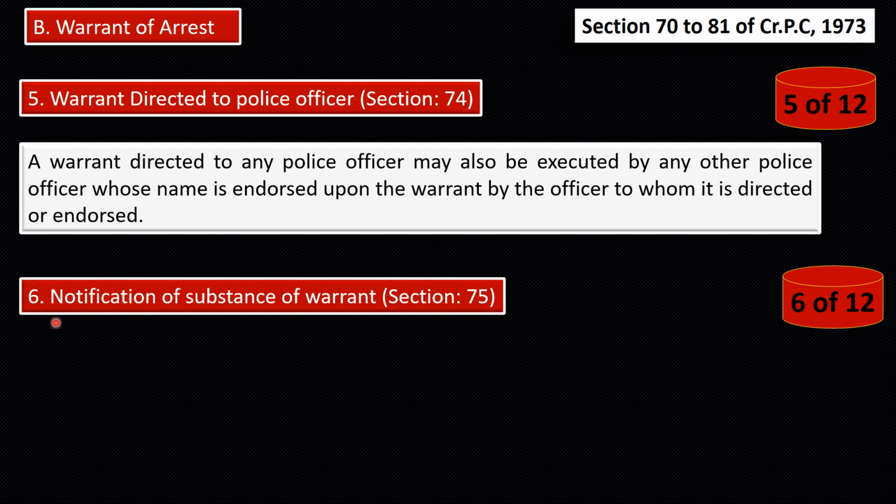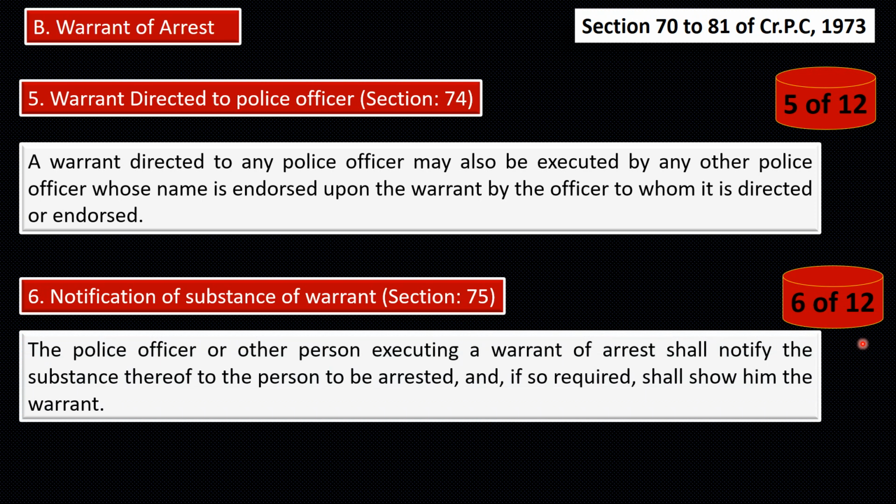Point number 6 of warrant of arrest. Notification of substance of warrant as per the provision of section 75. Section 75 says that the police officer or other person executing a warrant of arrest shall notify the substance thereof to the person to be arrested and, if so required, shall show him the warrant. So do not forget the substance of warrant is given under section 75, that is the contents of the warrant of arrest, as this question comes in judicial examination as well.